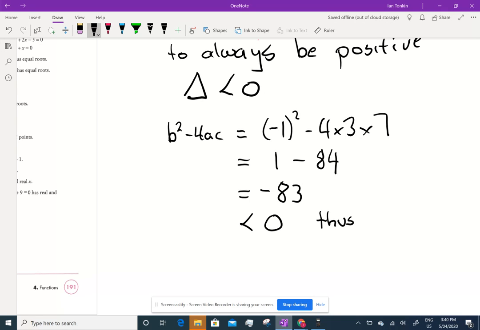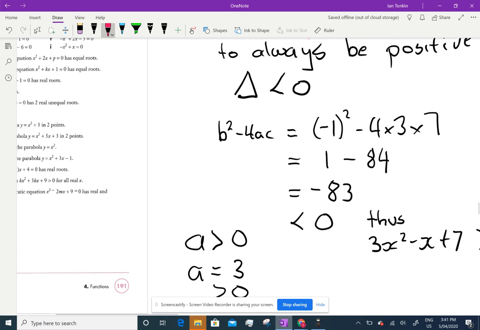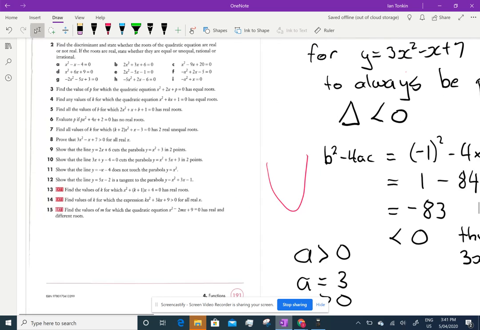Thus, 3x squared minus x plus 7 will always be greater than 0. We also have, because we wanted to show that it was positive, a also has to be greater than 0, and a equaled 3, which is greater than 0. That means it's a positive parabola, and the discriminant's less than 0. Okay, that's question 8.